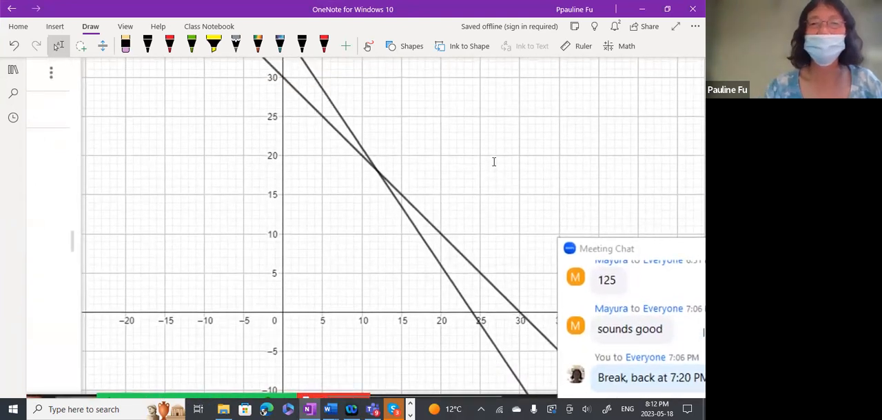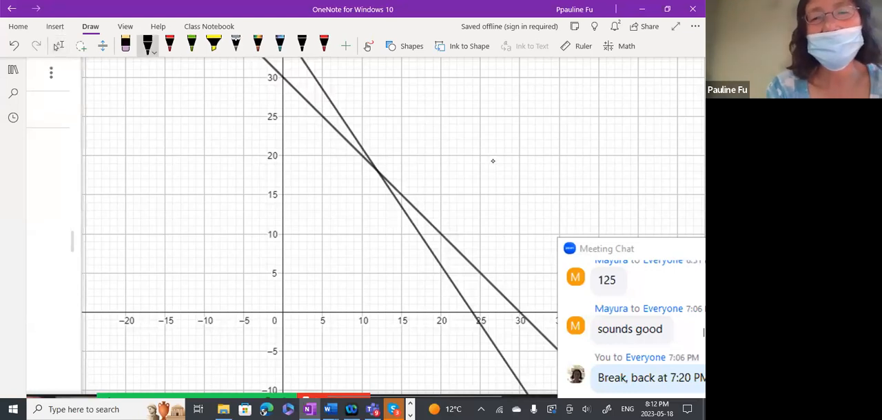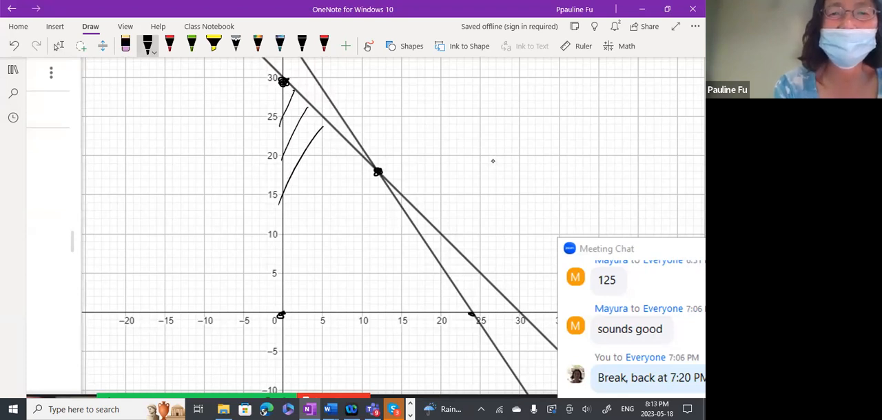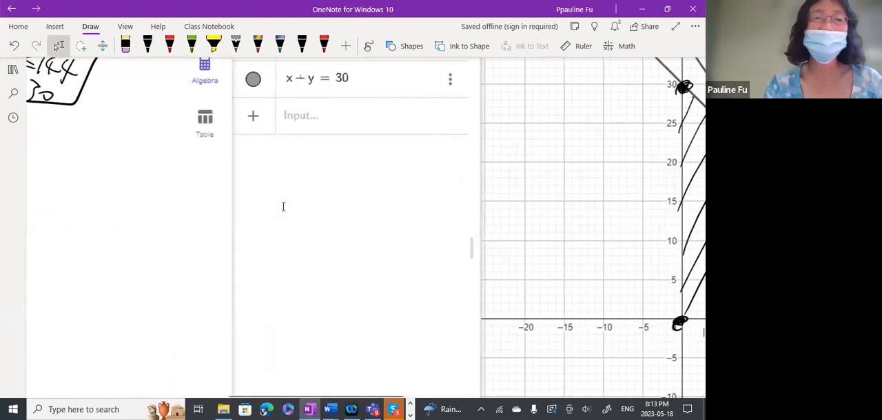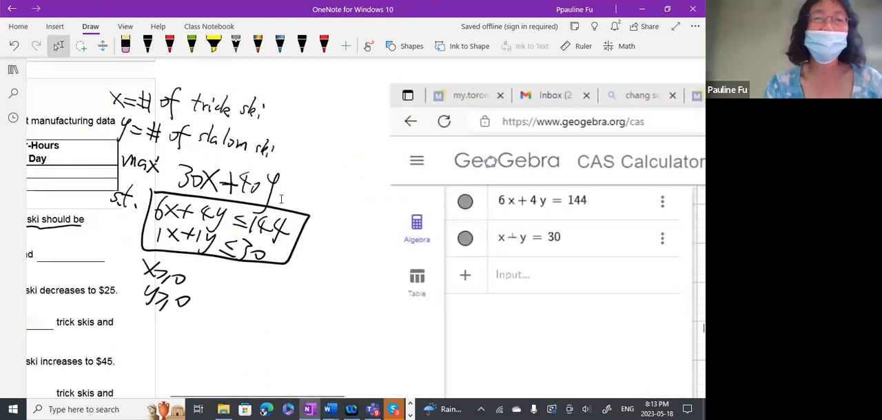Now you identify there is an intersection between those two lines, and this is a point, another point. This is the feasible area. So you have 1, 2, 3, 4, you have 4 points. Plug in those 4 points into the objective function.